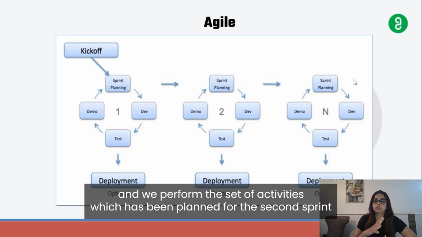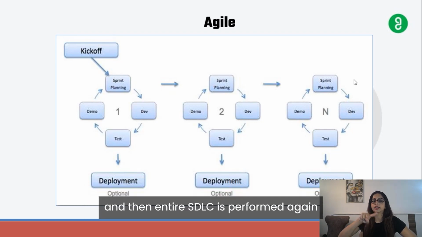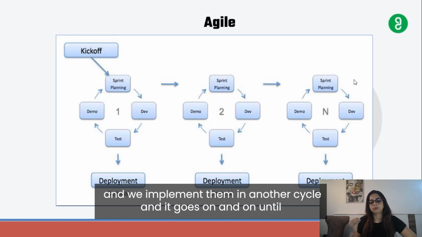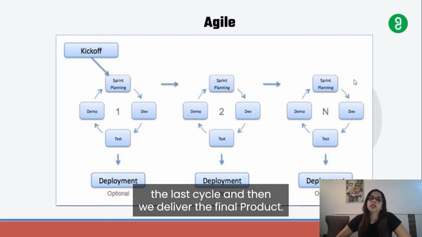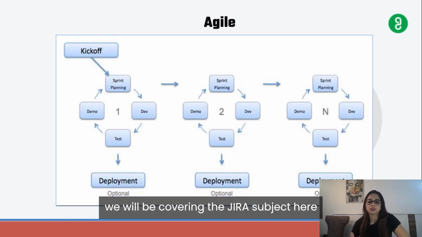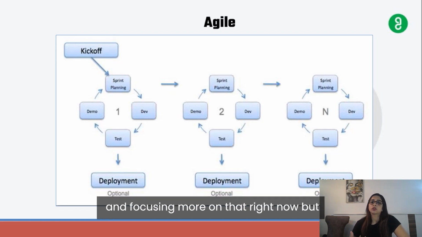We perform the set of activities which has been planned for the second sprint, and then an entire SDLC is performed again, and then we demo to the client, and again the feedback is accepted from the client and we implement it in another cycle. It goes on and on until the last cycle, and then we deliver the final product. Now, we will not be focusing more on Agile right now because we'll be covering the Jira subject here and focusing more on that.